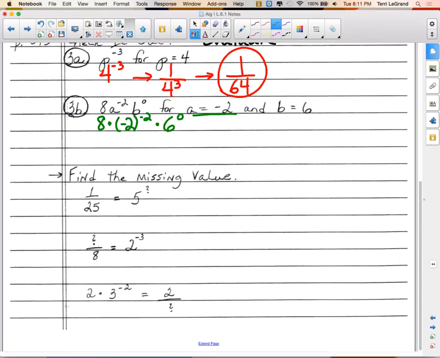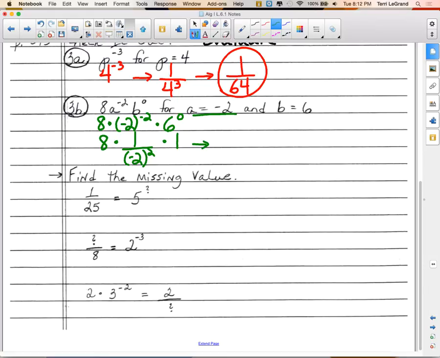Okay, so 8, you know what, no reason to rename that. It's not being taken to a negative power, it's not being taken to the 0 power. 8 is 8. We're going to leave it 8. The negative 2 being raised to the negative 2 power, we need to get rid of that negative power. So 1 over negative 2 to the positive 2 power. And remember, anything that is not 0 being raised to the 0 power is 1.